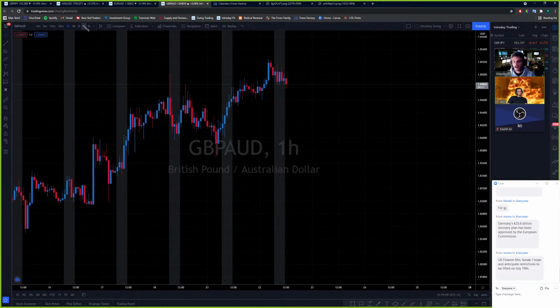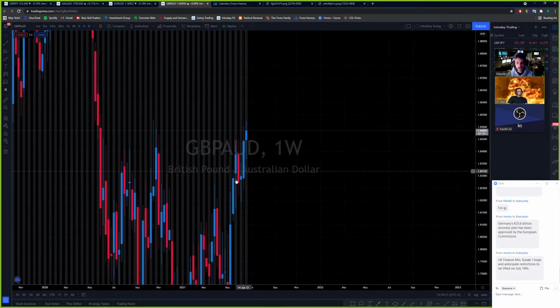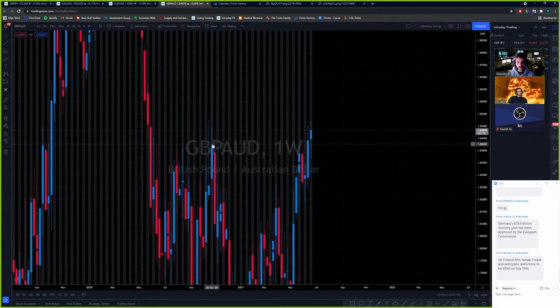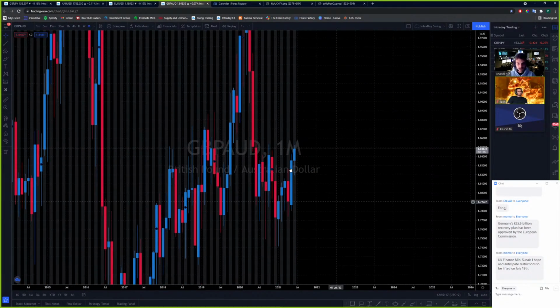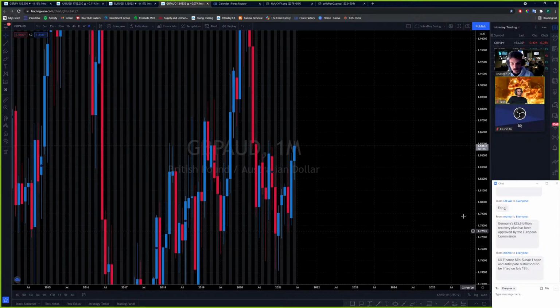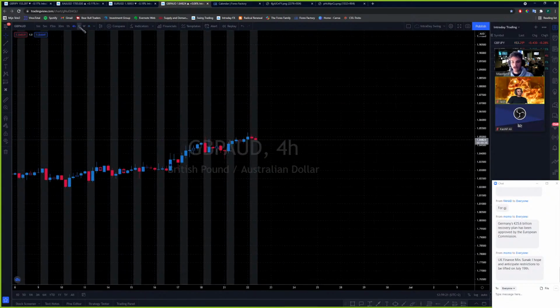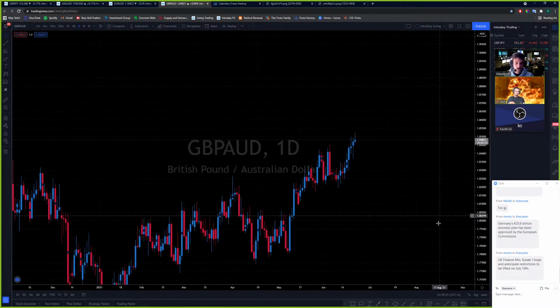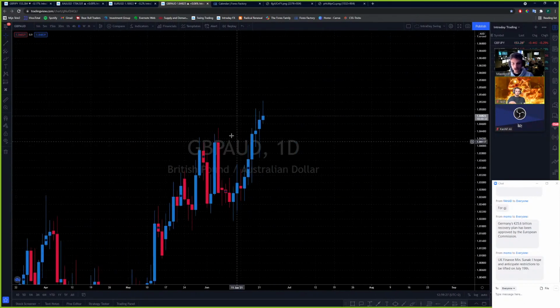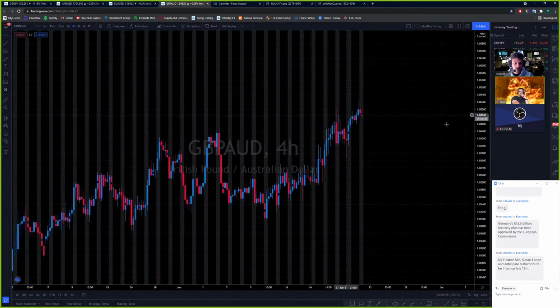Delete previous analysis. Let's take a look at the weekly. Weekly is pretty bullish. Oh, we closed above weekly resistance. Monthly is currently at resistance, but it looks like it wants to start breaking this resistance, so it's pretty interesting. Let's see what we can make out of it on the lower time frame.